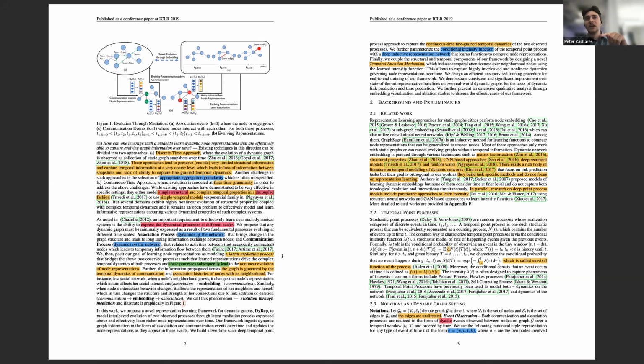Because the way this mediation thing looks, it looks like there's some kind of feedback loop, but to me there's not a feedback loop if you take into account time, because you're always moving forward in time. Anyway, yep, so that's a little bit about the previous work.